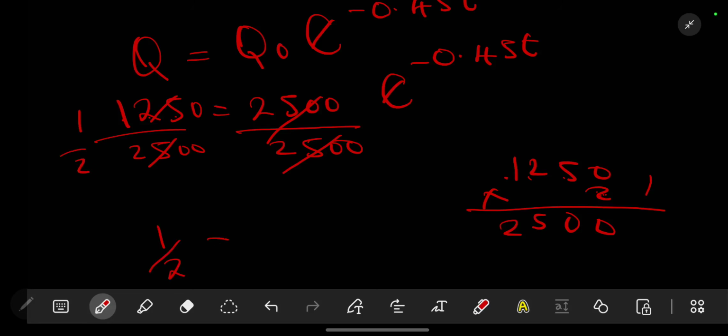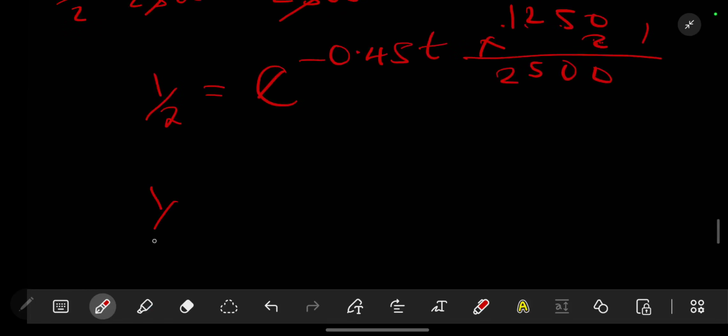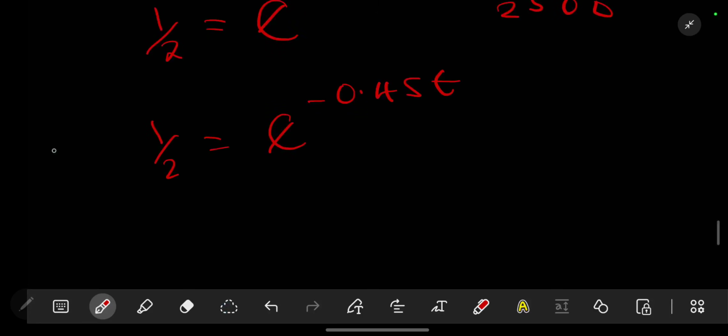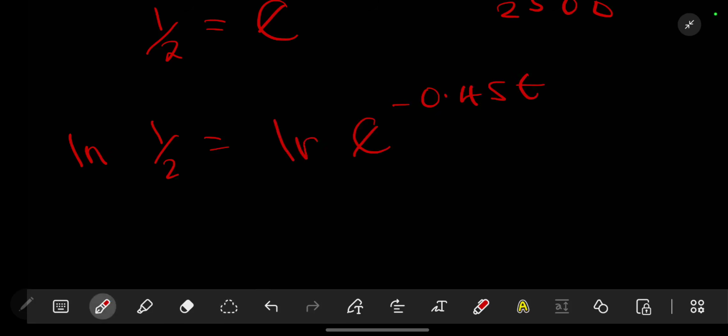So we have our half should be equal to e to the power of negative 0.45t. We are going to introduce the ln on both sides. Why introduce the ln? We are introducing the natural log, ln, so that it can cancel with this e. So you introduce it on both sides like that.